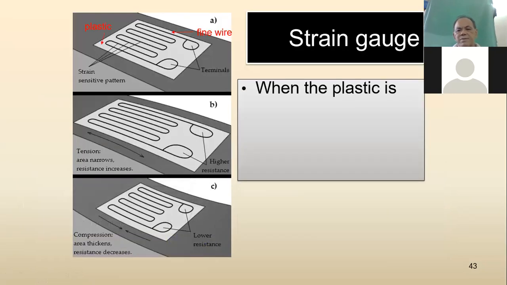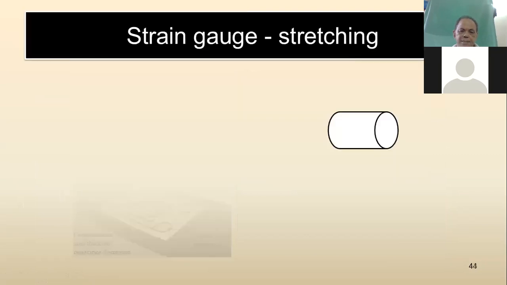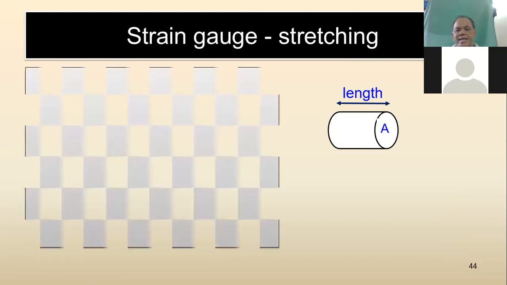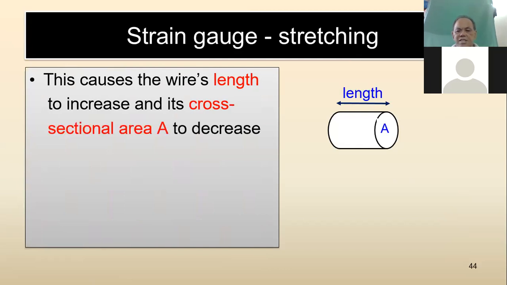How does it work? When the plastic is stretched, you experience a strain, an increase in length. The wire will also be stretched. Let's look at the physics involved. Strain gauge, stretching. That's the original length, unstretched, unstressed, a piece of wire with cross-sectional area A. When we stretch it, the wire length increases and the cross-sectional area decreases slightly.